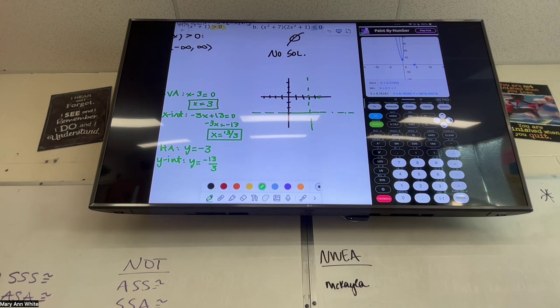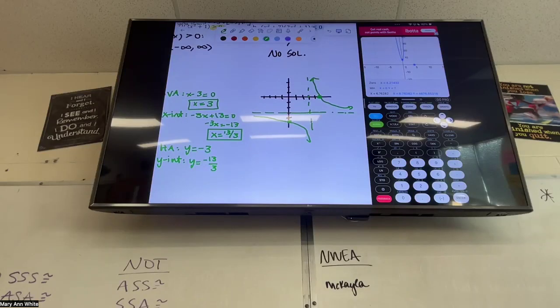Wait, is it negative? Oh, they can't. Well, the x became positive, and then the y is negative, so my y will be down here at approximately negative 4.3 or whatever. All right, that's enough information. I know where my curves could go because I've got my x-intercept and I've got my y-intercept, so I just got to hug my asymptotes.